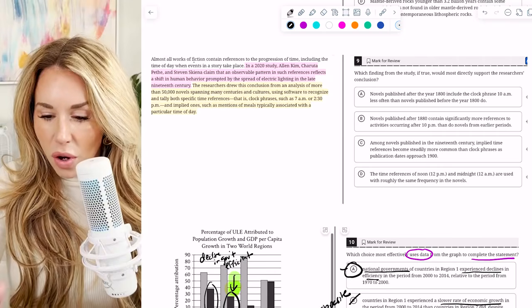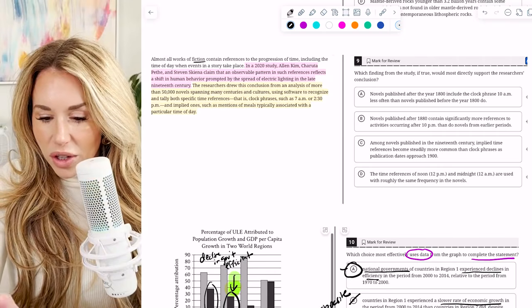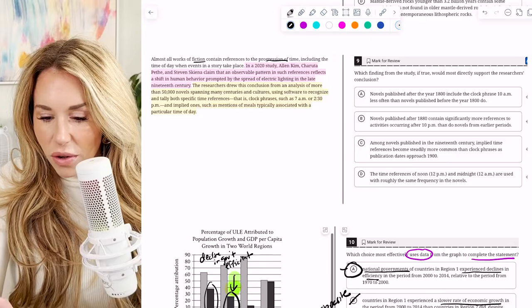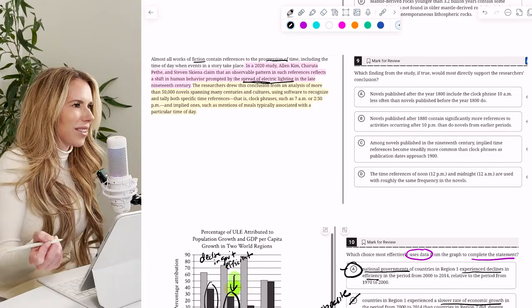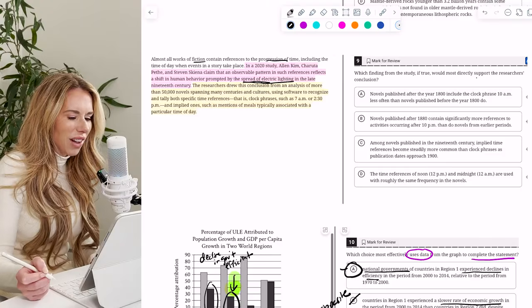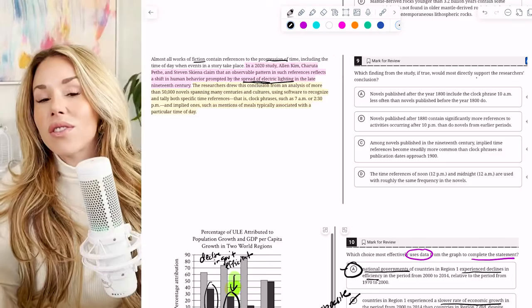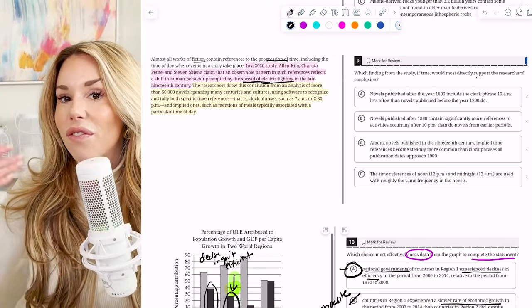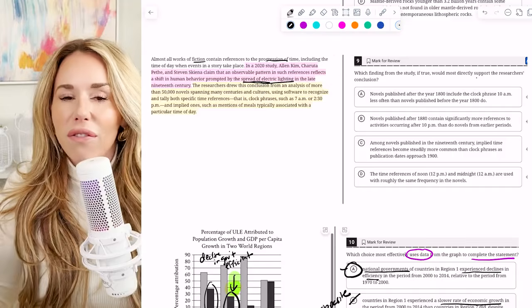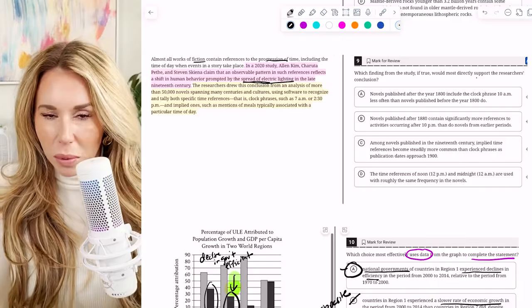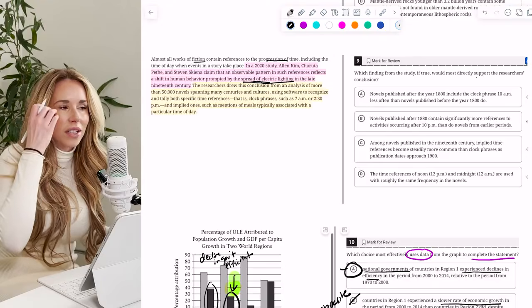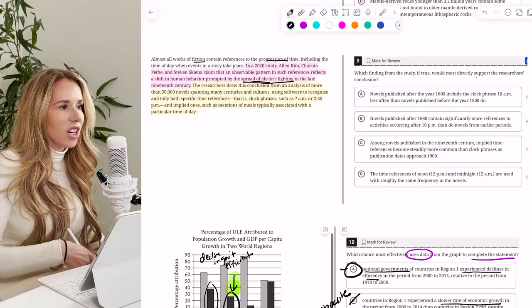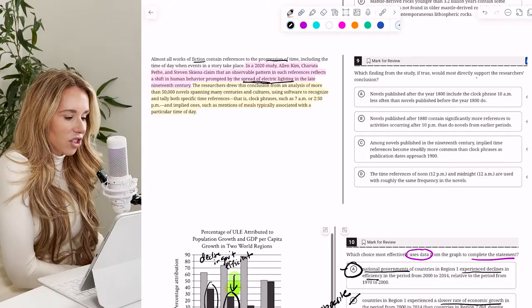Okay, so when they talk about fiction works and the progression of time, they've noticed a change due to the spread of electric lighting. Basically, electricity. So to summarize, electricity affected the way that fiction books talked about the progression of time. That makes sense, because at nighttime, if the lights are on and you can do stuff at night, that would change the way that they talk about time in fiction.